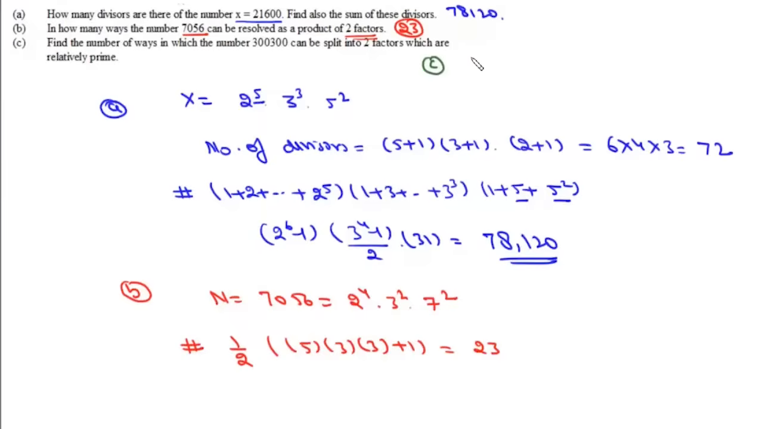Now this C is, we have to find the number of ways in which this number 300 can be split into 2 prime factors. Now we can write this as 3 into 5 square into 2 square into 7 into 11 into 13. Now there are 6 distinct primes in this. The number of ways of distributing this n into 2 relatively prime or co-prime factors is given by 2 to the power of p minus 1, where p is the number of distinct primes. Now in this case, the number of distinct primes is 6, so it will be 2 to the power of 6 minus 1, and there will be 32 ways.